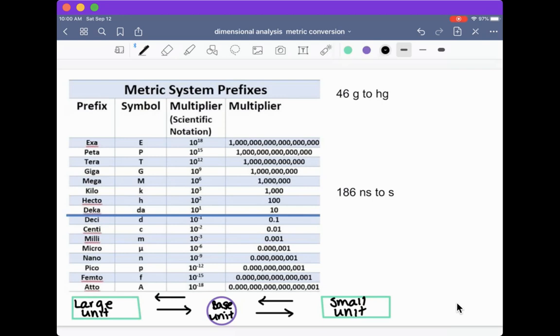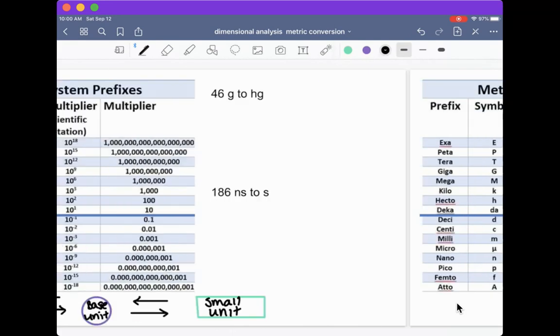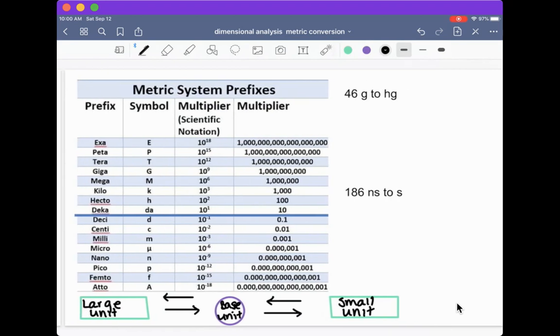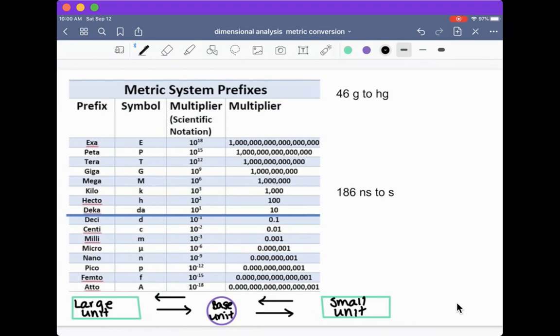So now let's look at actually solving the problems here. I've transferred our little roadmap down to the bottom, and we have our metric chart here. What we're going to do is approach this with some simple base units to prefix, or prefix to base unit, just to get used to using it and seeing some problems, and then we'll look at some base units to base unit conversions. Okay, so in our first problem here, our given is 46 grams.